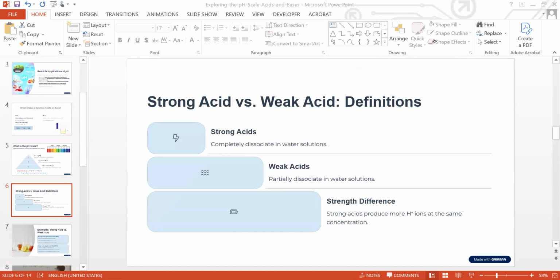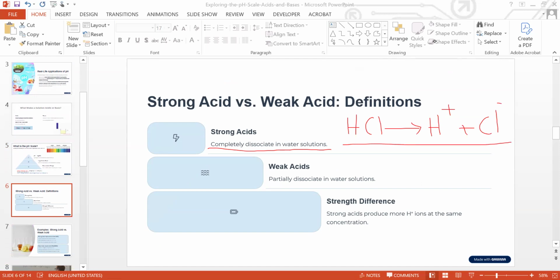Now, let's see what the difference is between a weak acid and a strong acid. A strong acid is one which will undergo complete dissociation. For example, HCl has one hydrogen ion, it will give you one hydronium ion, and it means it is undergoing complete dissociation.